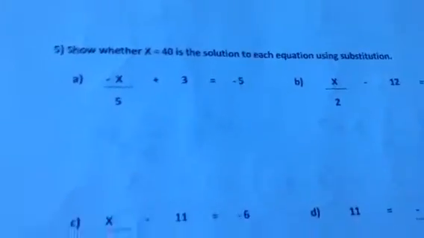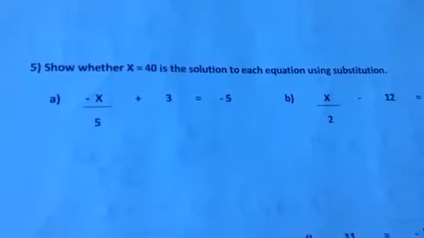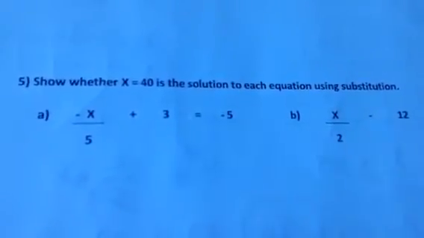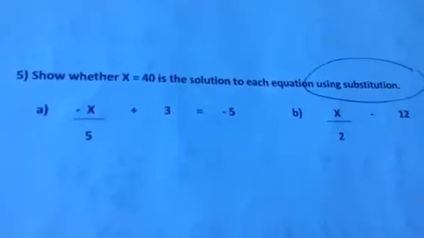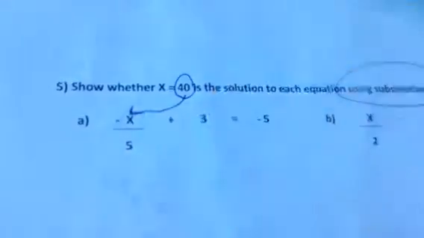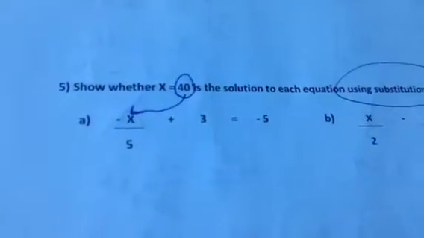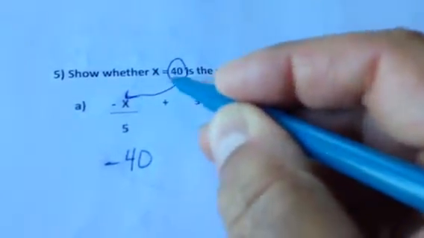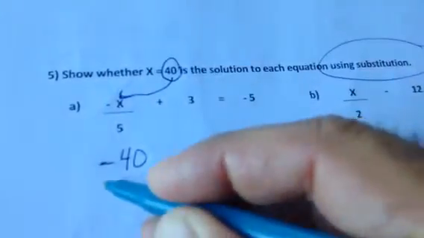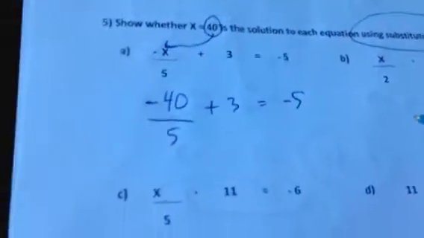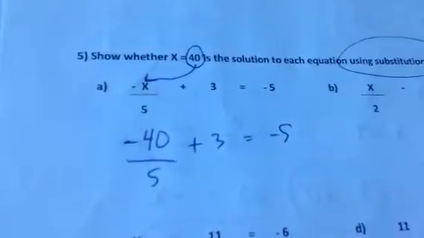Okay. All right. So really quickly, if x is equal to 40, is this the solution to each question? So here's a question right here. It says use substitution. So what that means is if I take 40 and I insert it here, this whole equation should be true. So let's try it out. So negative 40, I'm just putting 40 where x is, divided by 5 plus 3 equals negative 5. Is that true? If it's true, then we would say yes, it's the solution.